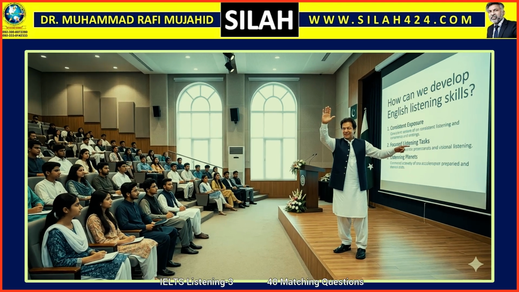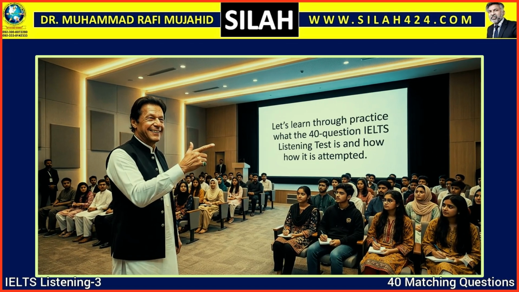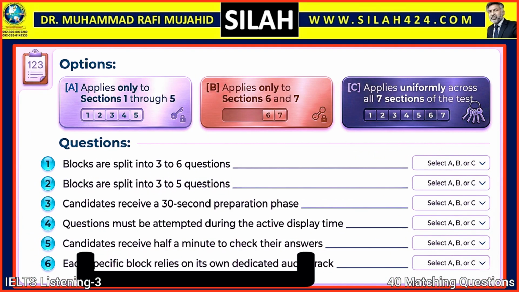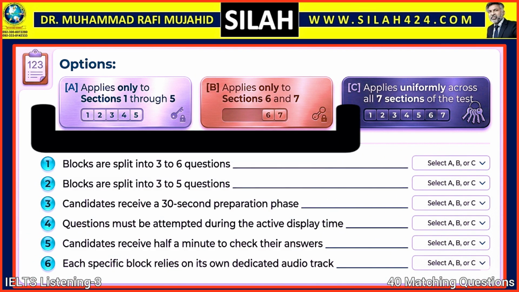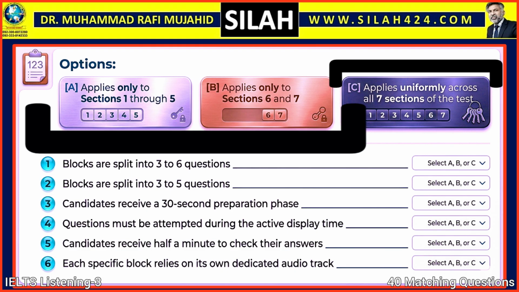How can we do it successfully? Here are 12 tips under 4 headings. How to use your 30 seconds for this specific block. First, scan the options. Notice that A and B are highly specific to certain sections, while C is the catch-all for rules that never change.